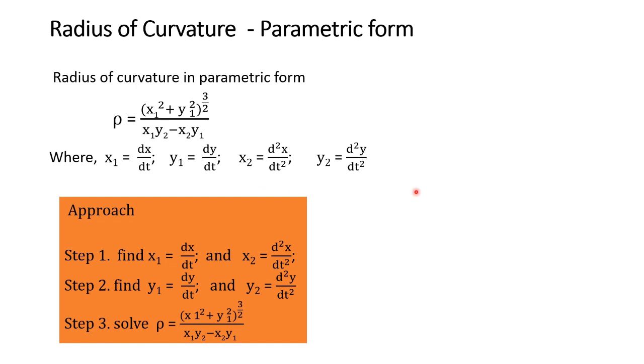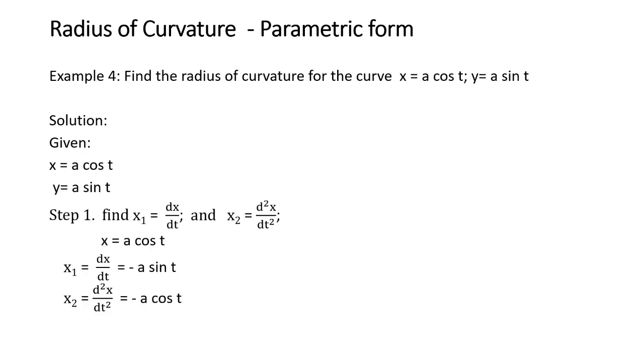Example 4. Find the radius of curvature for the curve x is equal to a cos t, y is equal to a sin t. Solution. Given, x is equal to a cos t, y is equal to a sin t. Step 1. Find x1 is equal to dx by dt and x2 is equal to d square x by dt square. x is equal to a cos t. x1, differentiating a cos t, is minus a sin t. x2, differentiating minus a sin t, is minus a cos t.